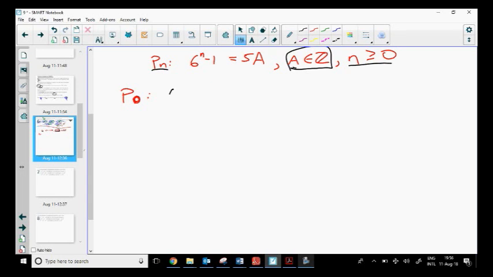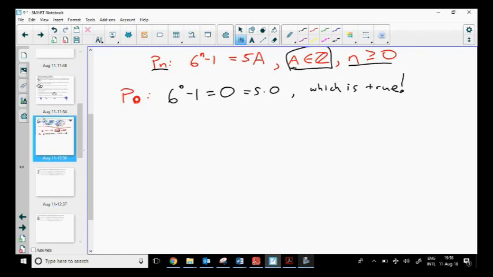P sub 0 is going to be 6 to the power of 0 minus 1. Well, what is 6 to the power of 0 minus 1? Well, that's 0. Hey, is 0, excuse me, divisible by 5? Yes, this is equal to 5 times 0. So this is true, and I'm going to say that. I even like to get very enthusiastic and use an exclamation point. So when n is equal to 0, this is a true statement. 6 to the 0 minus 1 is divisible by 5. So that's awesome.